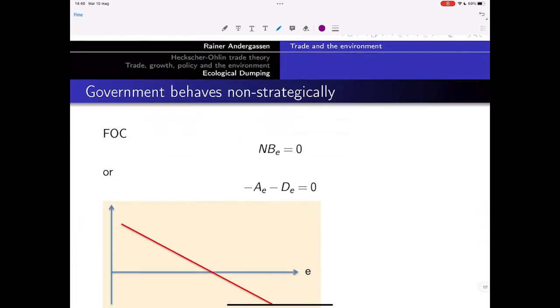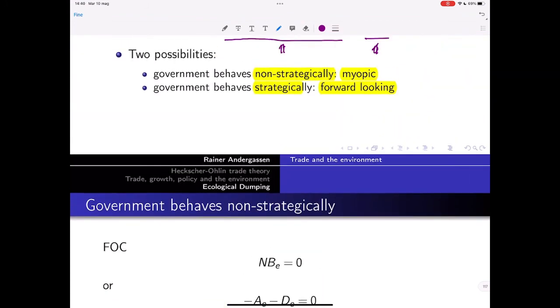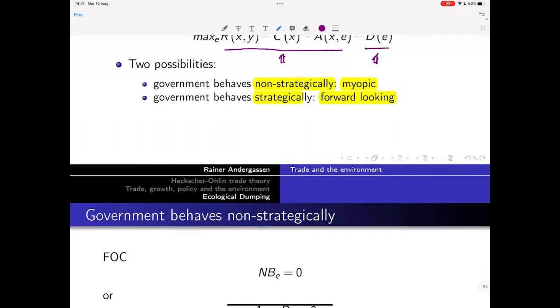Okay, so let's start with the non-strategic choice. Okay, so the government chooses E in a non-strategic way, so not anticipating what the effects of E will be in terms of the competition game in the second stage. So therefore here you see, let me repeat this here. Okay, so this will be here profit. Sorry, yeah, let me write it explicitly.